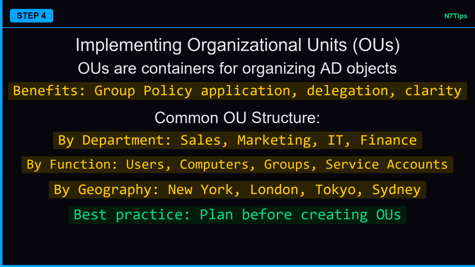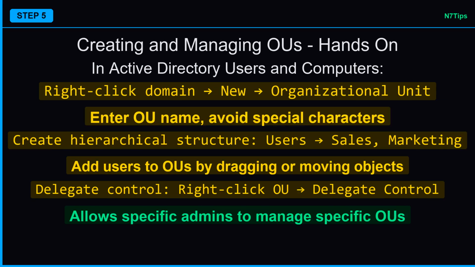The critical point is planning your OU structure before you start creating it. Restructuring later becomes painful because you have to move objects and reapply policies. Take time up front to think about how your organization works and how group policies will be applied differently to different groups. Let's create an OU structure step by step.